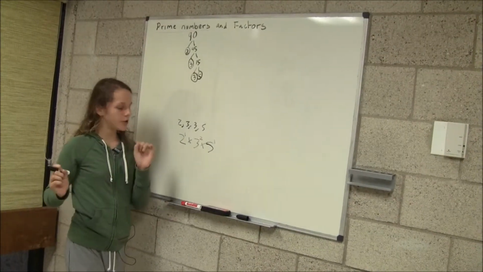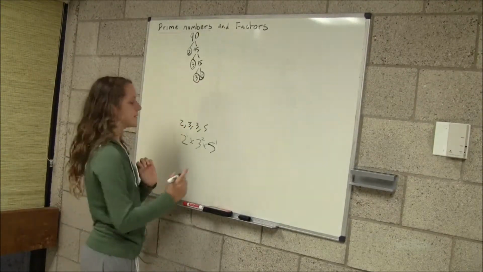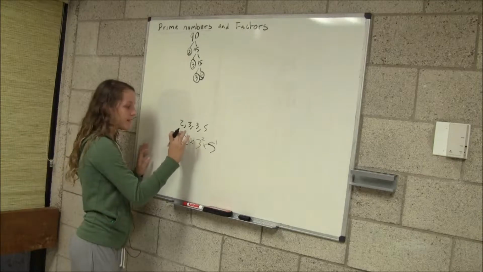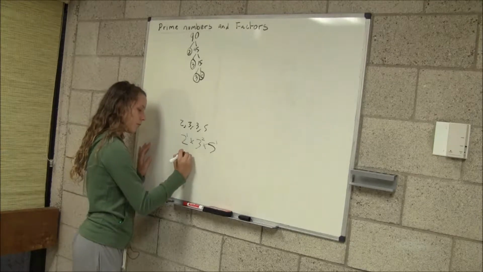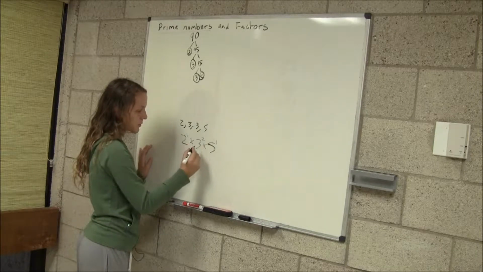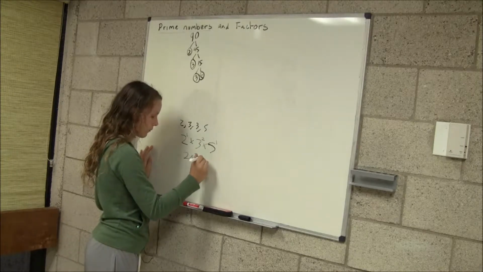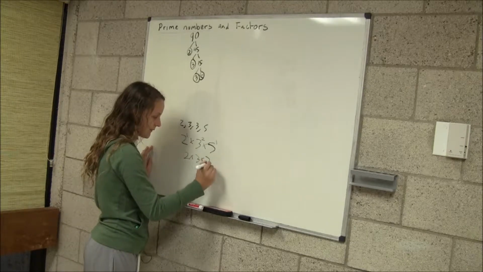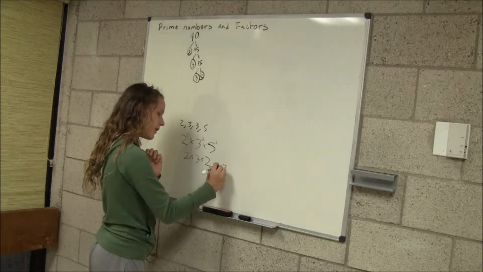Now I'm going to show you an ultimate life hack. Perfect. We take the exponents, add 1, and then multiply them all together. So 1 plus 1 is 2. Times 2 plus 1 is 3. Then times 1 plus 1 is 2. So we multiply all these together, which equals 12.